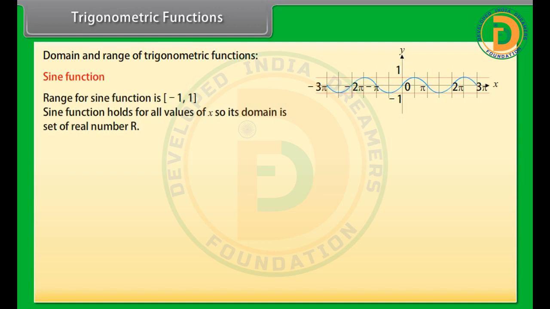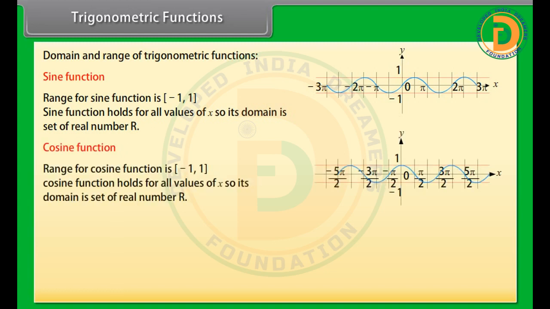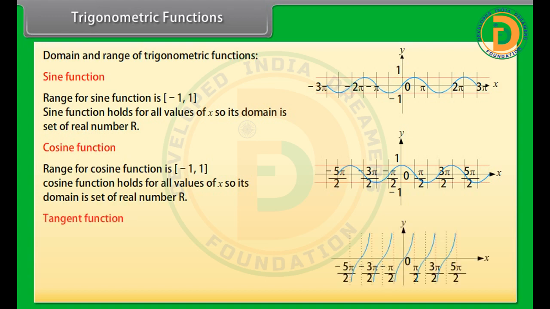Range for sine function is -1 to 1. Sine function holds for all values of x, so its domain is the set of real numbers R. Cosine function. Range for cosine function is -1 to 1. Cosine function holds for all values of x, so its domain is the set of real numbers R. Tangent function. Range for tangent function is the set of all real numbers.